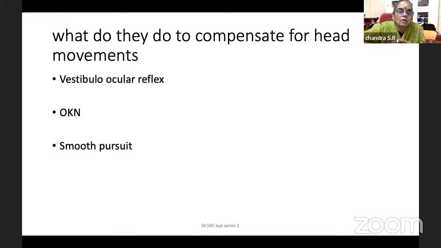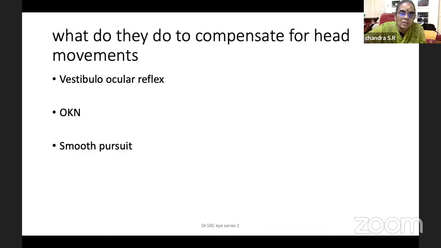So vestibulo-ocular system is the labyrinthine sensors. You have got the semicircular canal. I will be dealing with it in the next session. You have got the fluid column, endolymph, in which the hair cells move and they sense the head movement and generate compensatory movements to foveate.